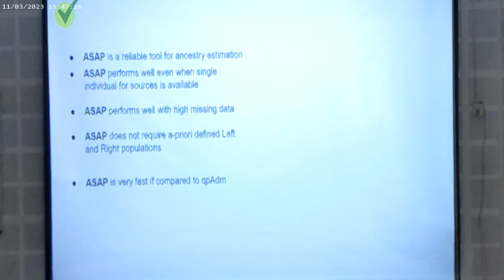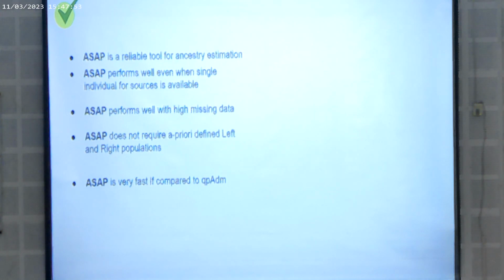So we believe that our approach is actually very reliable, at least the same reliability as qpAdm. And I forgot to tell you that this approach performs very well even when you use as a source just a single individual, as is sometimes usual for ancient DNA, as for example for Caucasus hunter-gatherer, where we don't have really a bunch of individuals. It also performs very well with high missing data.